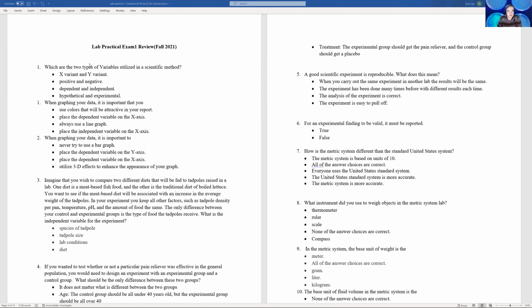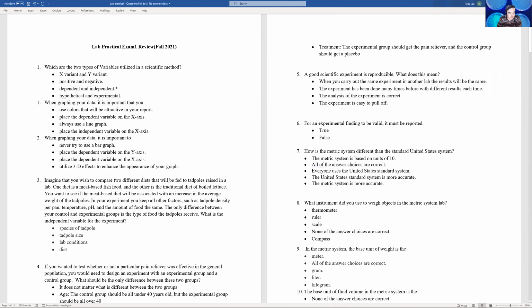Which of the two variables are utilized in the scientific method? X and Y, positive, negative, dependent, independent, or hypothetical and experimental. For this, it's going to be dependent and independent. These are the two variables utilized in the scientific method. The dependent variable is going to be what you're actually observing, and then the independent variable is going to be what you're changing to see how it influences whatever you're observing.